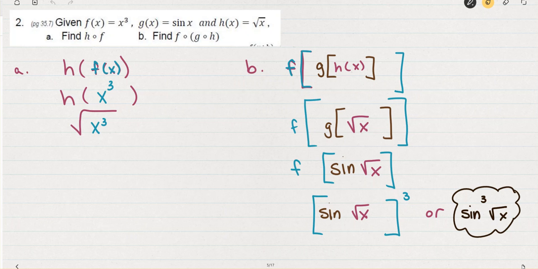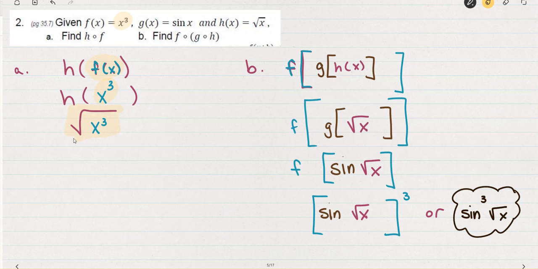Given f of x is x cubed and h of x is the square root of x. H of f of x means that we replace the x in the h function with f of x. Now f of x is x cubed, so we replace f of x with x cubed, and then h of x cubed would be the square root of x cubed.